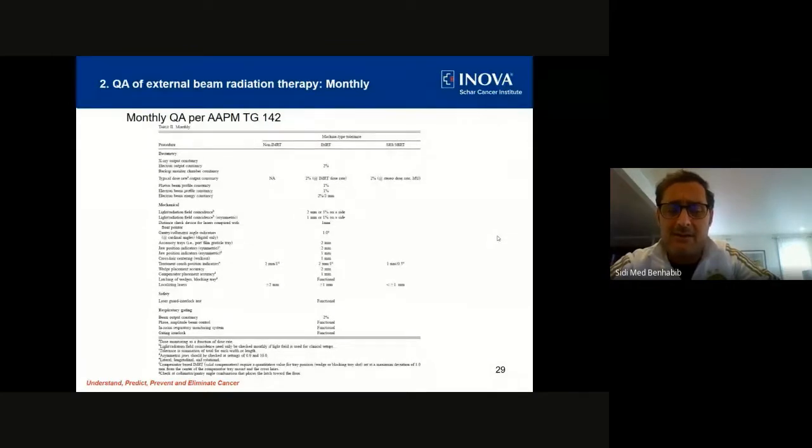So this table is just the tests that should be performed and the deviations for the monthly QA, and this is also from AAPM Task Group 142. So you see the dosimetry, the mechanical, and the safety part. This test is performed by a physicist.